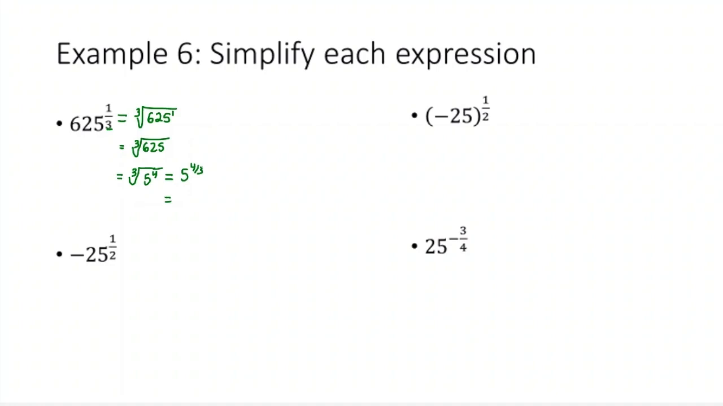4/3 we know is the same as 1 plus 1/3. So 5 to the 4/3 is the same as 5 to the 1st times 5 to the 1/3, thanks to our exponent properties. 5 to the 1st is just 5. Because we do want our expression back in radical form, because that's easier for most people to understand, 5 to the 1/3 is the cube root of 5. And there we have 625 to the 1/3 equals 5 cube root of 5.